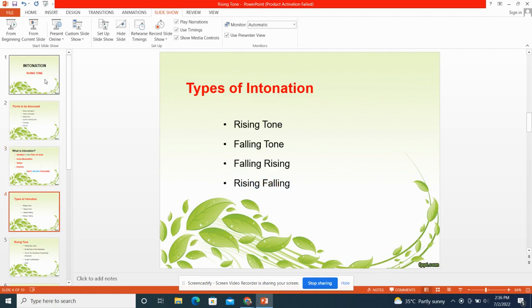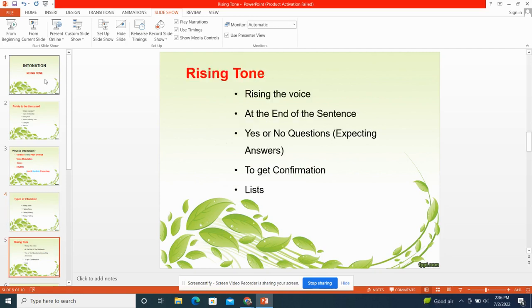Let's see what types of intonation we have. We have four types of intonation. The first one is rising tone, the second is falling tone, the third is falling-rising, and the fourth is rising-falling. In this video, we are going to see the first one, rising tone. The remaining we can see in the next videos.